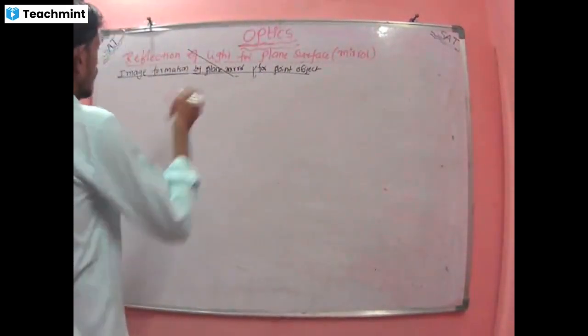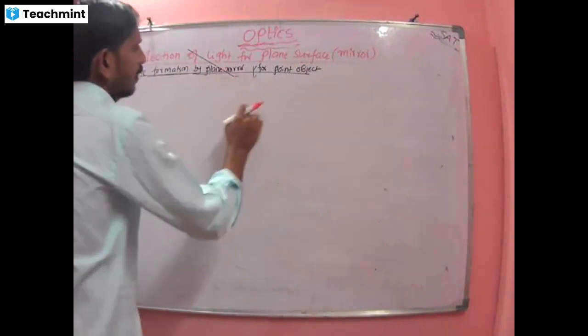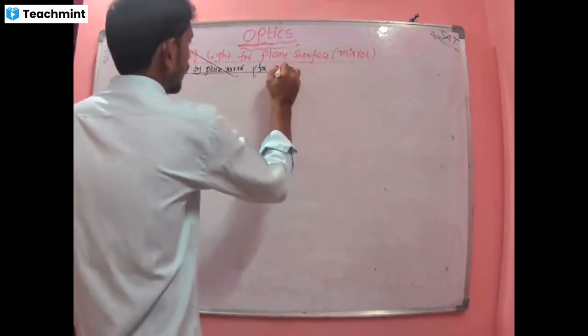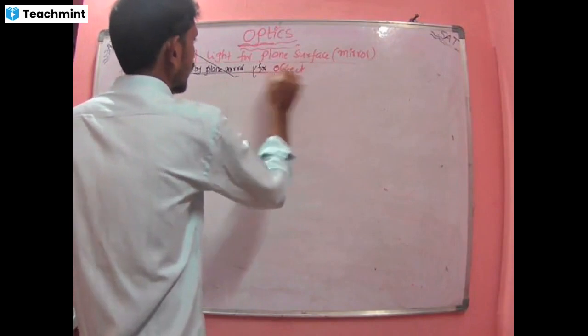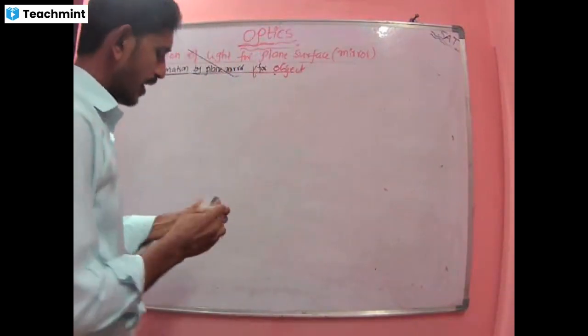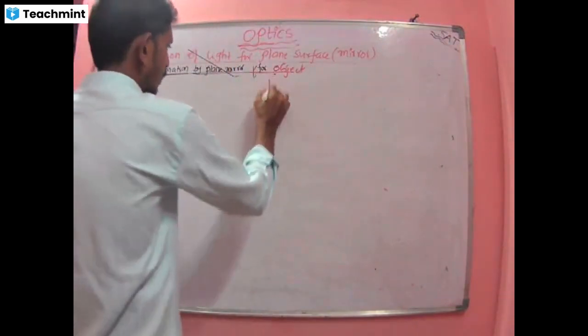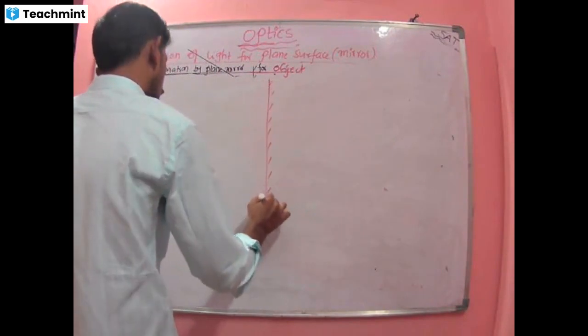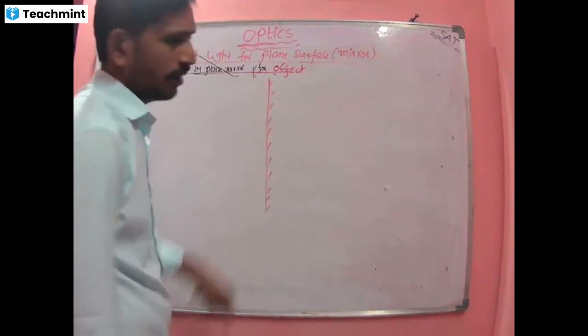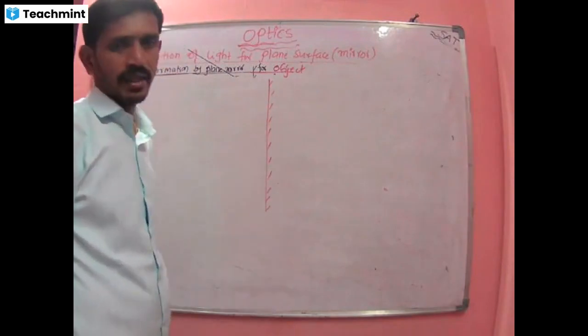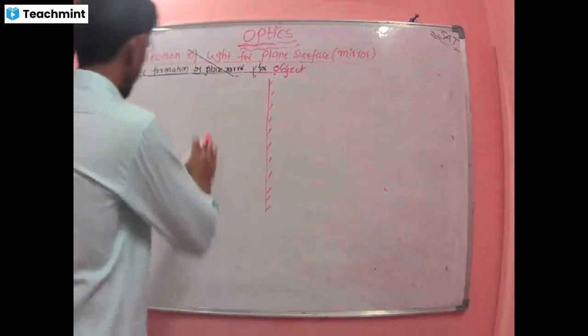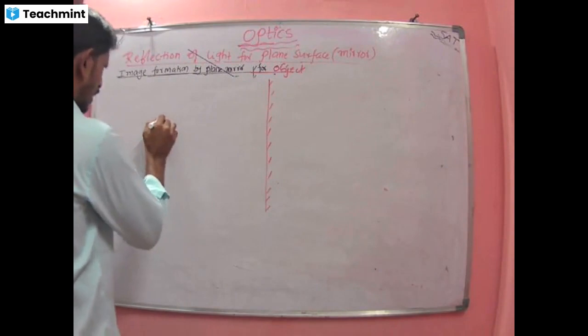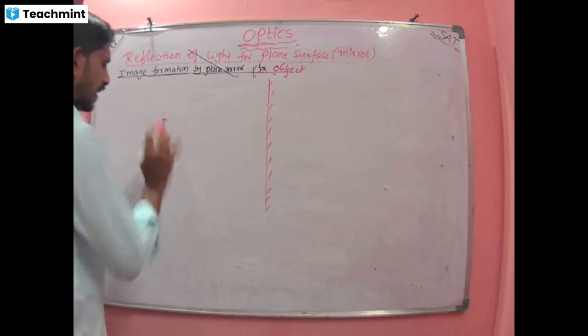Next, the image formation by plane mirror for an object which has some size. Again, I can take here this is my plane mirror. One side should be silver coated. So that plane mirror is an opaque surface. Yes, this is my object which has some height.